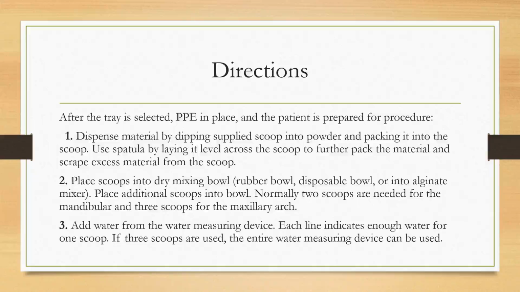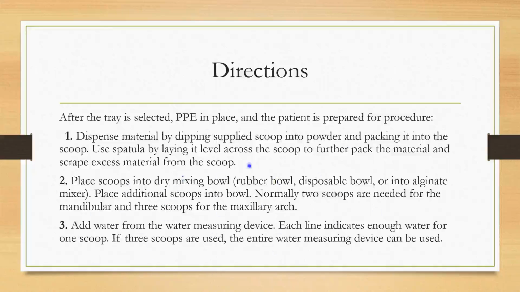You dispense your material by dipping the supplied scoop into the powder. Most of the materials usually come with a scoop and also a small cup. So you dip the scoop into the powder, then you pack it into the scoop. Using the spatula, you lay it across and level the powder so that it's not too bulgy, but level with the scoop. And then you place it in the mixing bowl.